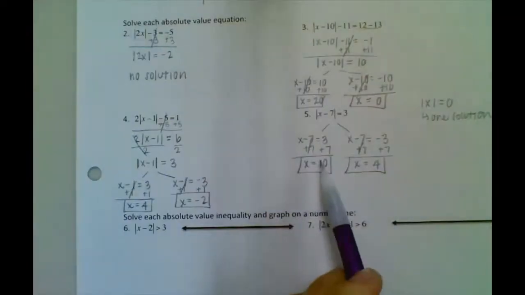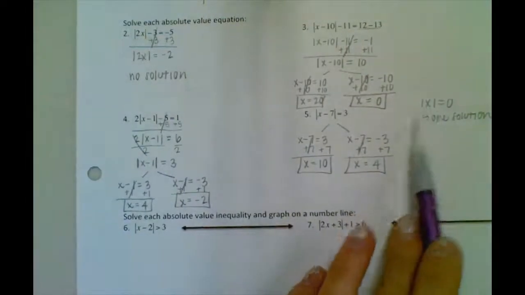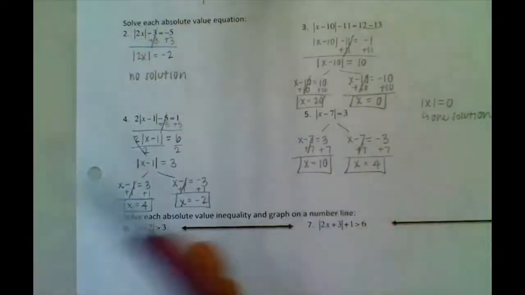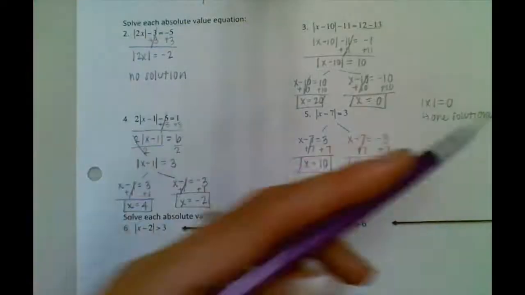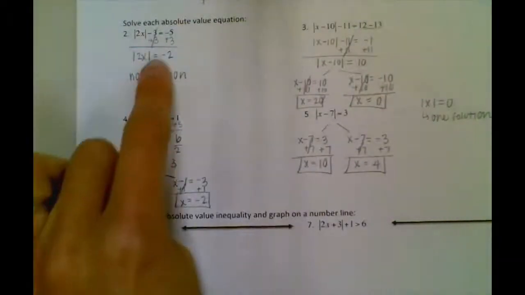Okay, you would solve it like you would this, but you only get one solution, mainly because when you make your two little branches, we don't say positive 0 and negative 0. So that would be an example of one solution. If it's equal to a positive, you get two solutions. If it's equal to a negative number, you get no solution.